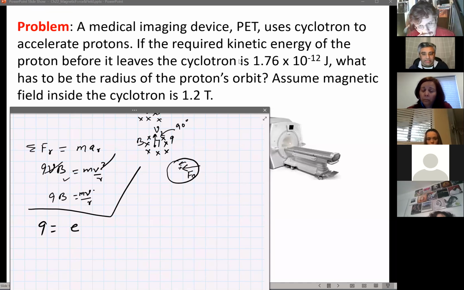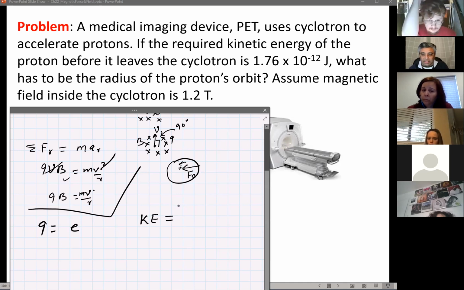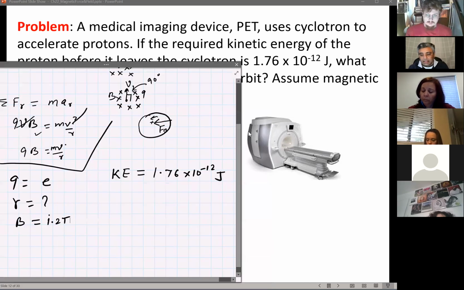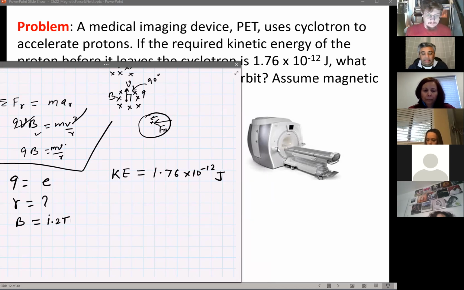Another thing we know is we want that much kinetic energy. So kinetic energy, K, or maybe we can write Ke to make it easier to understand. So we want that kinetic energy. What has to be the radius of the proton's orbit, where the magnetic field is 1.2 Tesla? So these devices have this kind of bulk part there. That's where the proton can move until you get that kinetic energy, right?